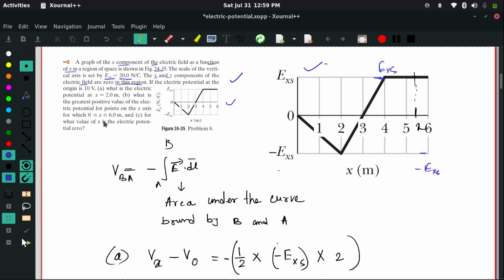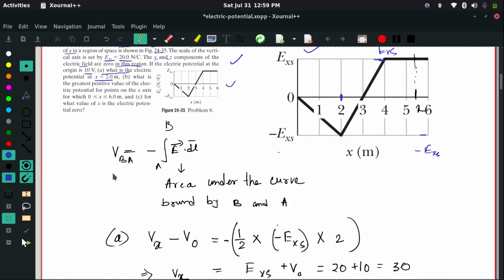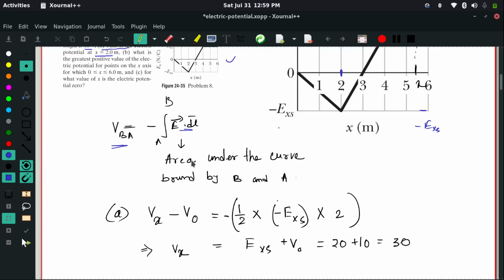If the electric potential at the origin is 10 volts, what is the electric potential at x equal to 2 meter? x equal to 2 meter will be something like here. Let's first solve the first one: what is the potential at x equal to 2 meter? In the last problem we saw that to calculate this, we have to do this integration. Now this integration, you see, is just the area under the curve, right?